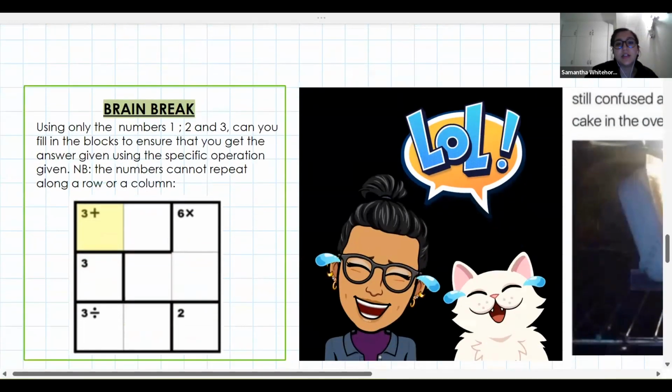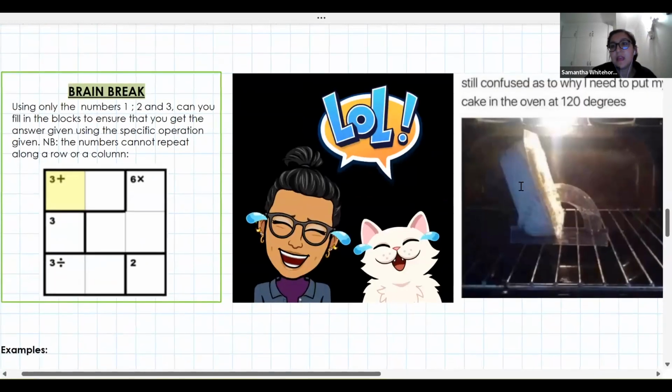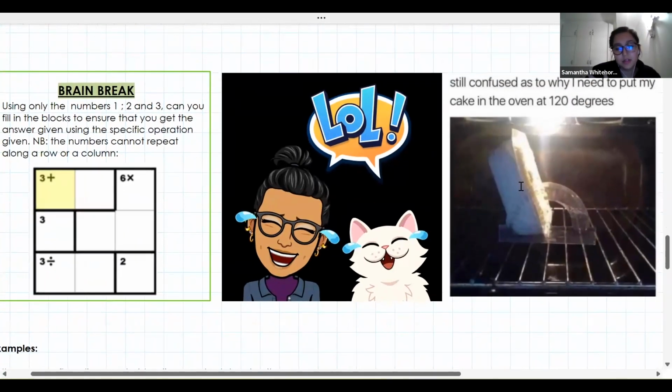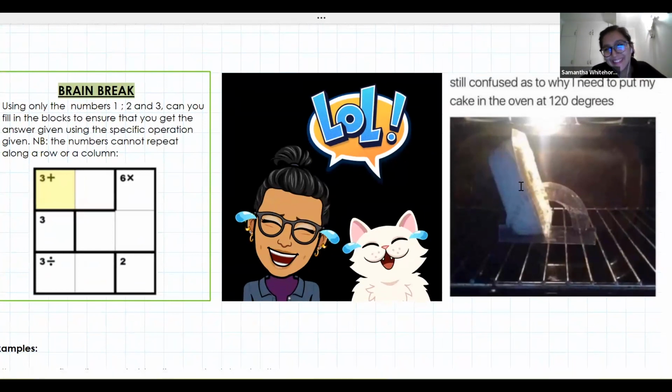Rightio. Okay, so here's our brain break for the day. There's your math joke on the side if you want the math joke. Did you guys read the next joke? So confused as to why I need to put my cake in the oven at 120 degrees. I am more impressed that that cake is not falling out of its container. Like, you can see it sitting with the ruler.